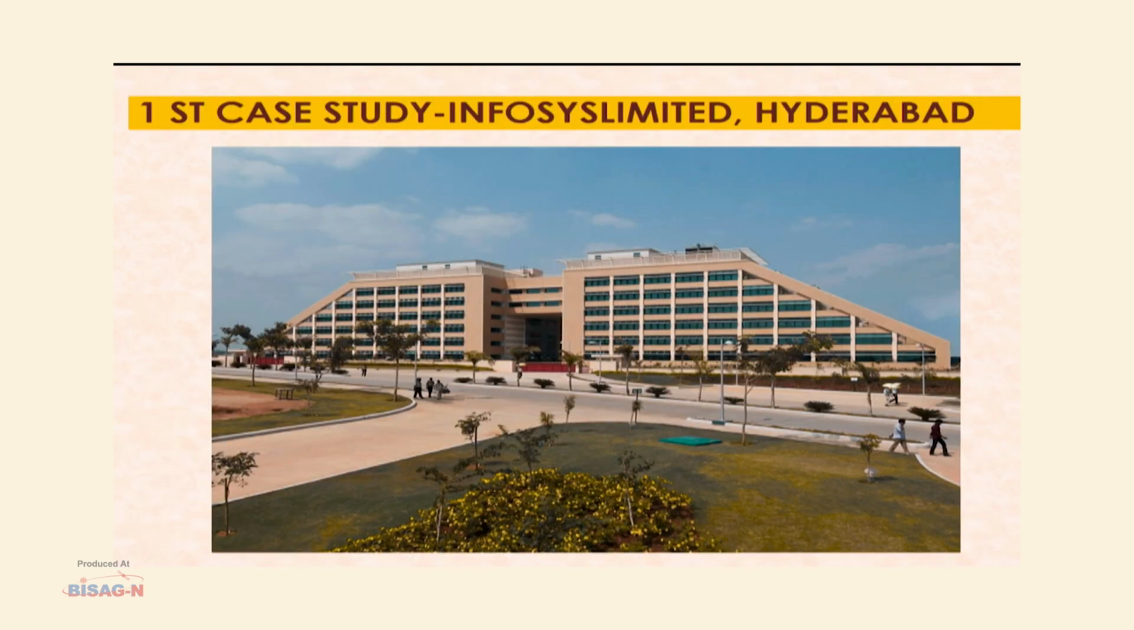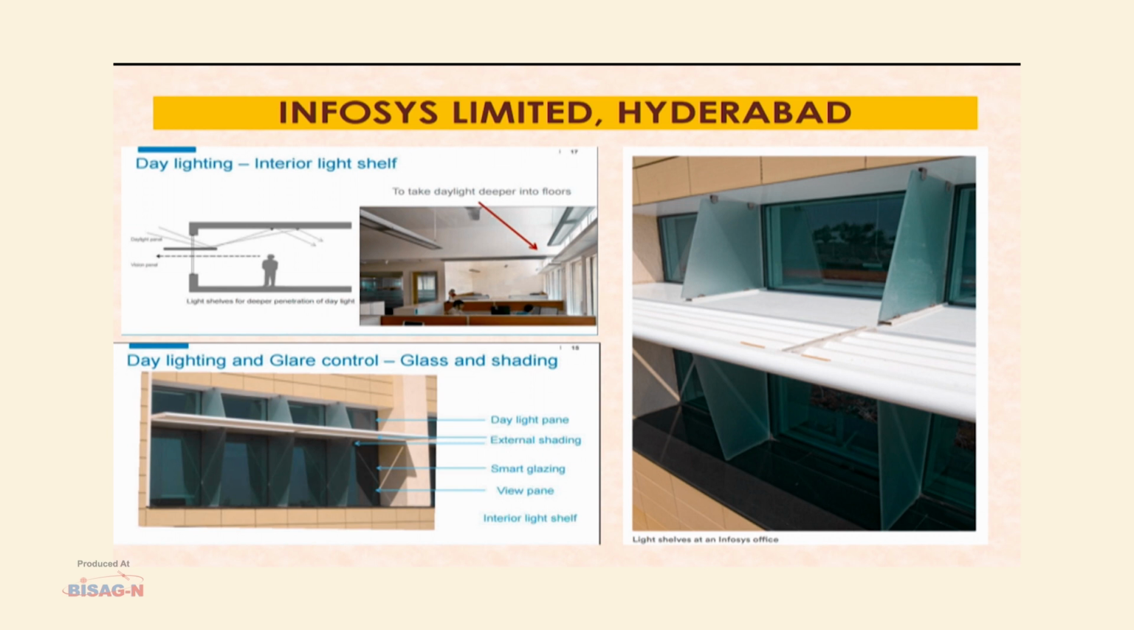Now we will move on to the case studies. One of the case studies is Infosys Limited, Hyderabad. Here we will discuss only the facade. This facade consists of a daylight pane, like sort of a ventilator above, and something called a light shelf. This light shelf, you will see, is a wooden panel which extends to the inside significantly so that the light can be brought in to a greater depth to the interiors of the building.